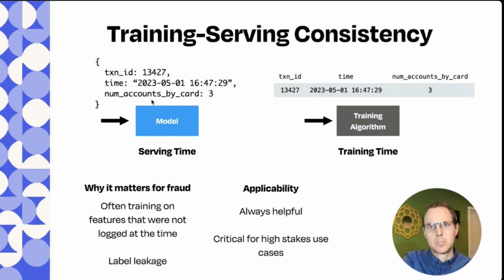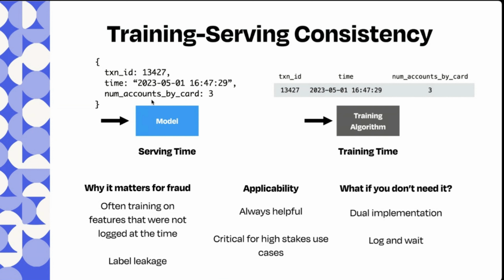So this idea of training-serving consistency is just a general best practice, something you're always going to want to do, but it's particularly important for really high-stakes use cases like fraud prevention, when you're making some kind of critical decision. If you're doing something like recommending a playlist, the accuracy of the model may not be quite as critical.